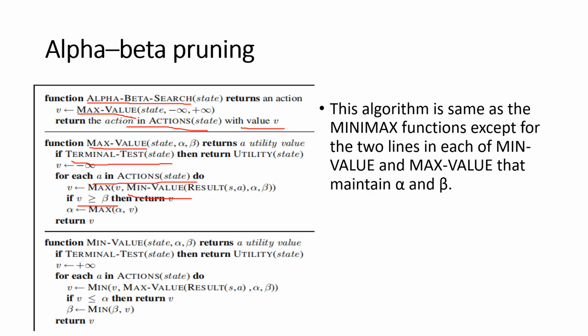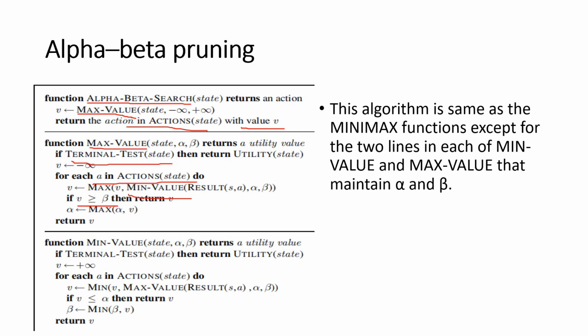Then alpha is the max of alpha comma V. So update alpha with the best value found so far, and alpha represents the max guaranteed score. And then return V. So after checking the valid branches, return the best value for max.